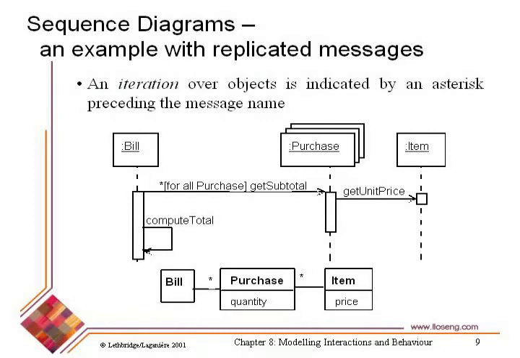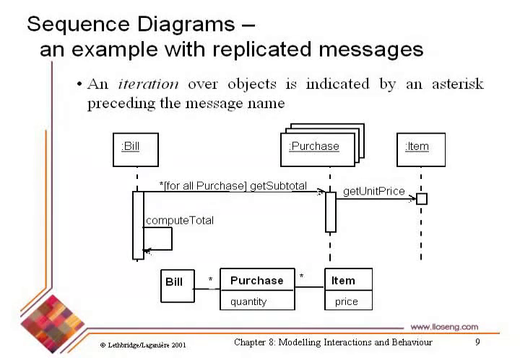The first thing the bill is going to do is, the star followed by something in square brackets is effectively the looping operation. So star means operate on all of these things. For all purchases, get subtotal. We're going to send this message to all of these things, the get subtotal message, for however many of these purchases we've got. Each of the purchases, once it's activated, will get the unit price from the corresponding item.